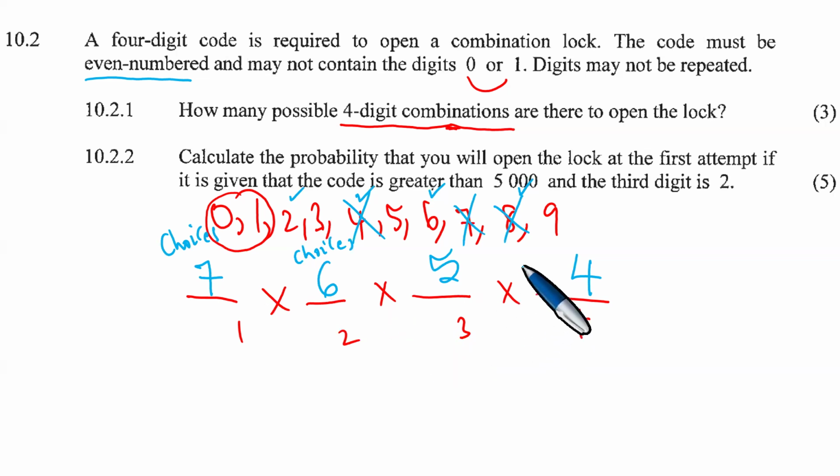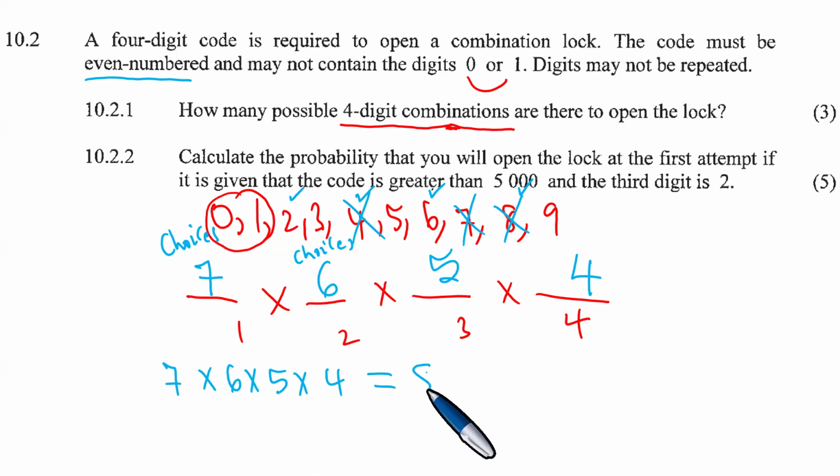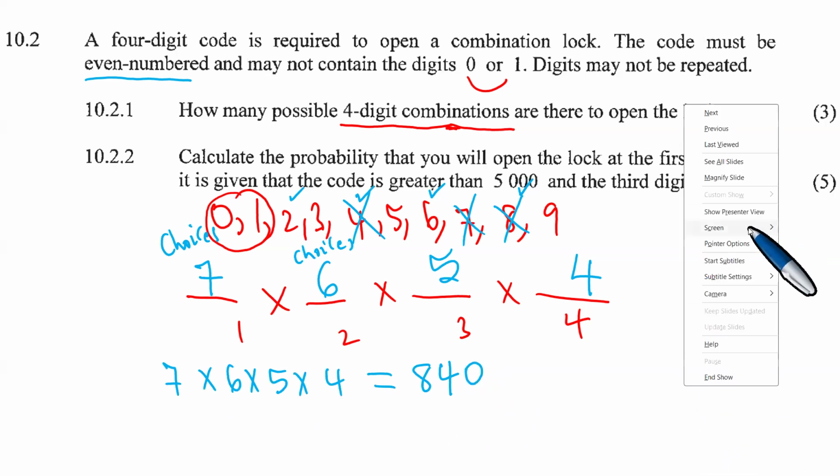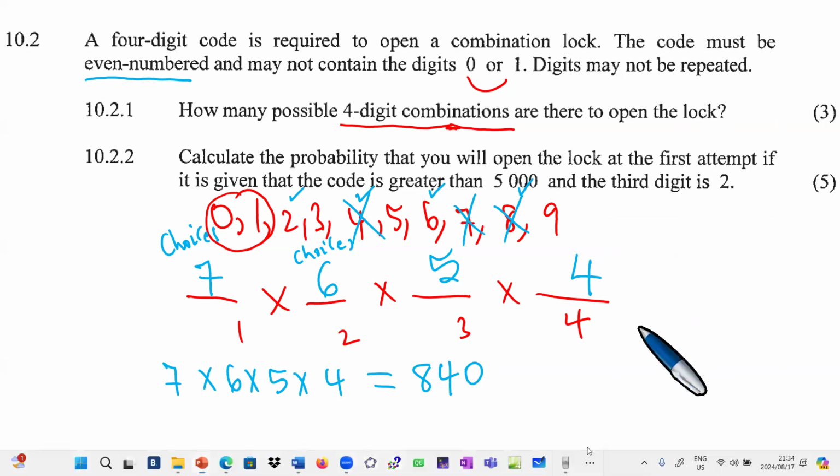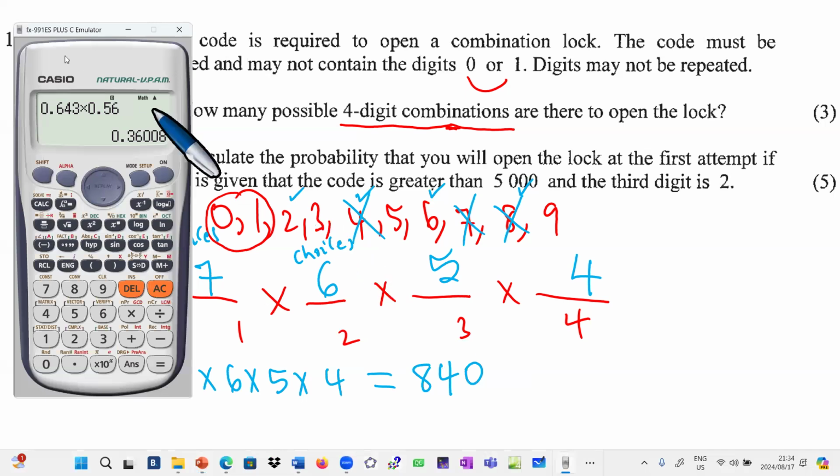In the end, you'd have 7 by 6 by 5 by 4, which is actually exactly 840. If you use a calculator, 840. Right. So who has a question? You can use a calculator to confirm our answer.